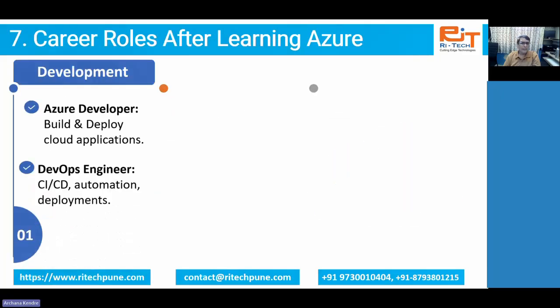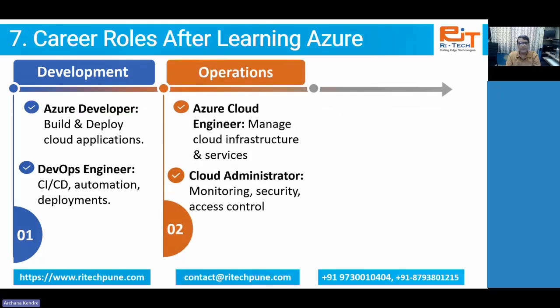Now, what are the career roles in Microsoft Azure? If you look at development, you have two options here. Azure developer, so build and deploy cloud applications, and DevOps engineer, so you can configure CI/CD automation and deployments. So two options that we have in the development life cycle of your application: Azure developer or DevOps engineer.